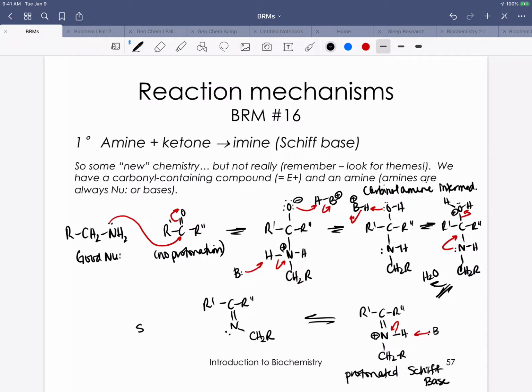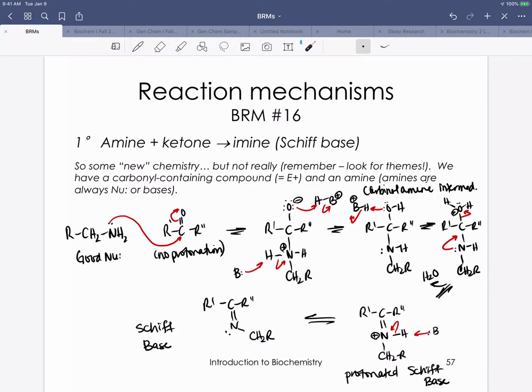So this again is a Schiff base. So again, just highlighting some chemistry that is similar, right? Carbonyls are good electrophiles. We've got a good nucleophile and a base, generating a tetrahedral intermediate that through proton rearrangement generates this neutral carbinolamine intermediate.